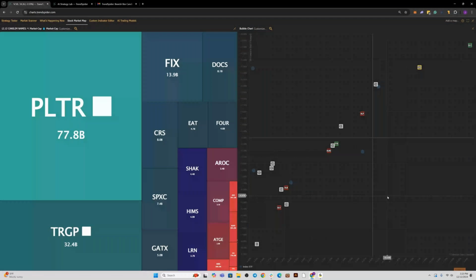We've got bubble charts over here, and then we've got your standard tile charts, your heat maps. In my opinion, they serve two different functions. With that CanSlim scan that I showed you a moment ago, I went ahead and made a watch list, and I've loaded that watch list into both of these particular types of charts. On the right-hand side, we've got the bubble chart.